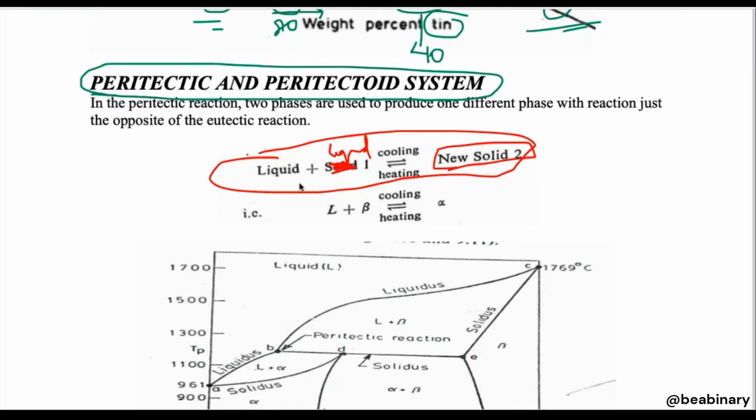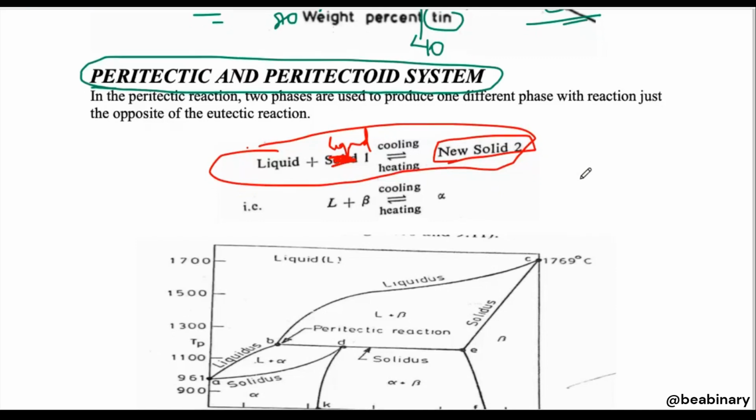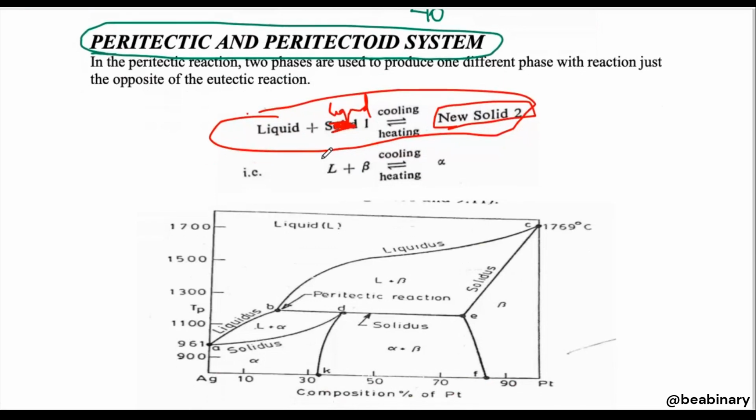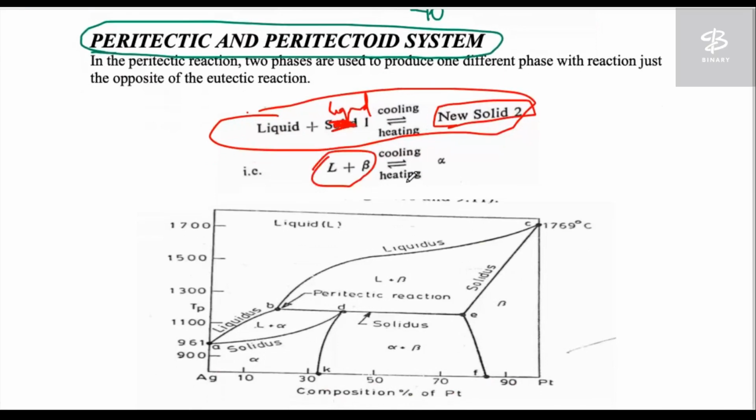That is what your peritectic system means. Okay, so two different liquids of the same alloy being cooled will give one solid directly, without going to another dusty region. And the reverse of that is also possible. So liquid plus gamma is going to convert into alpha.